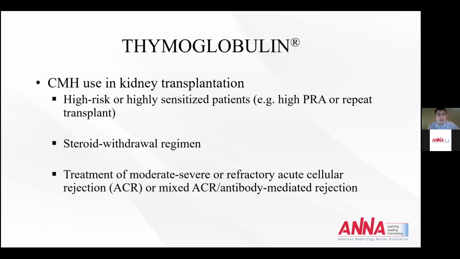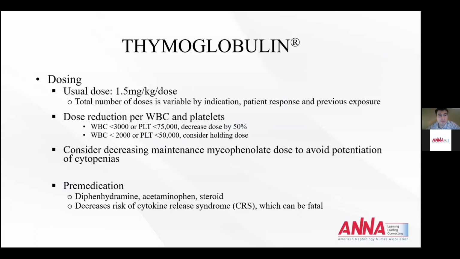You do have treatment for moderate to severe, or also what we call refractory recurring acute cellular rejections, mixed with kind of an antibody mediated component. But I would say if you ever think of thymoglobulin, it's a cellular rejection type medication, and it's used to prevent acute cellular rejection at the time of transplant.